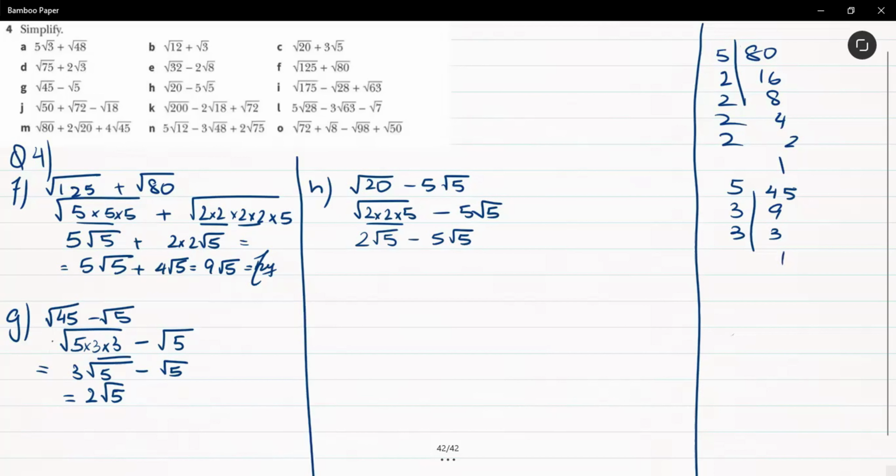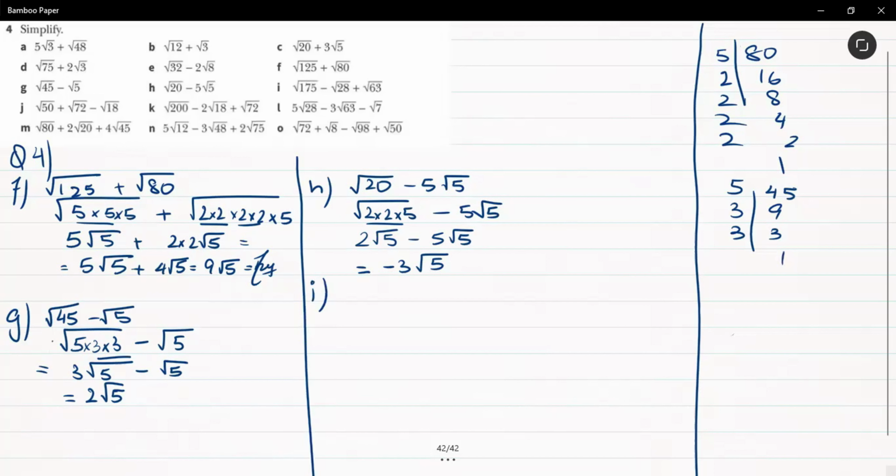And what is 2 minus 5? It's equal to negative 3. And again, √5 will be written as it is. And that is our first negative answer for this exercise, I guess. But we still have a lot to go.